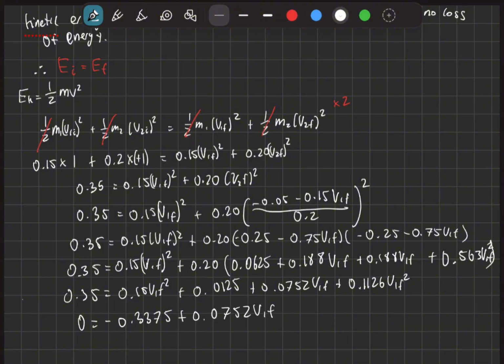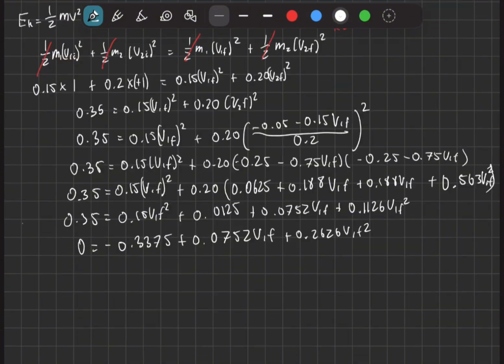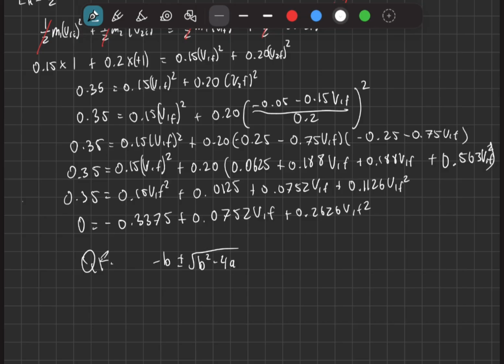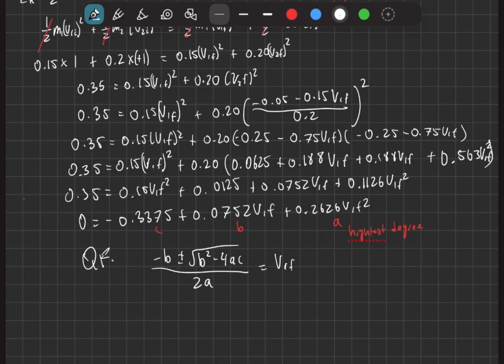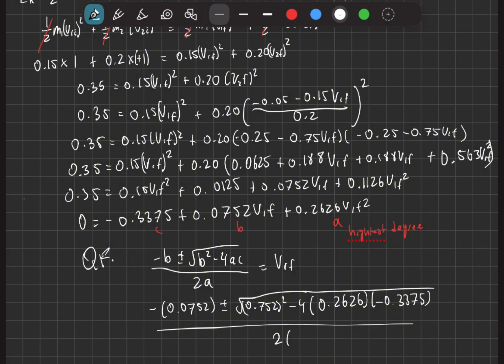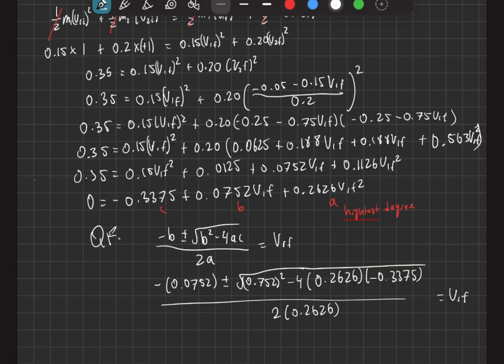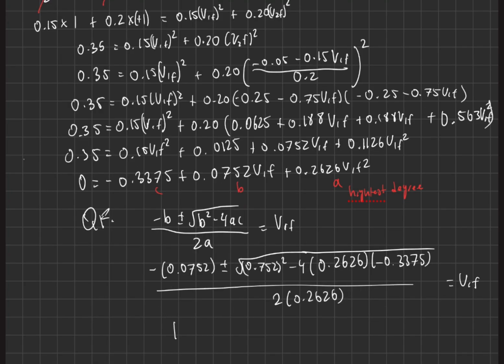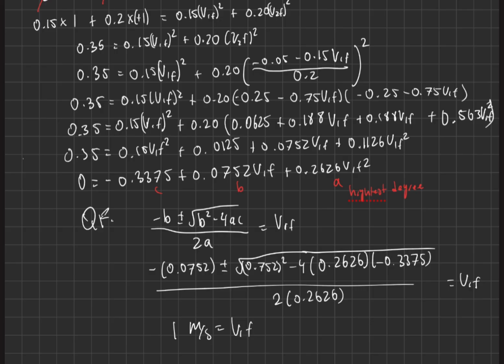And we can recall the quadratic formula to be negative b plus minus root b squared minus 4ac over 2a, and that all equals the final velocity of mass 1, since that's the unknown in this equation. And in every case for the quadratic formula, we get 2 solutions. Now we have to decipher which one will be correct. Our first solution is 1 meter per second, and our second solution is negative 1.29 meters per second.